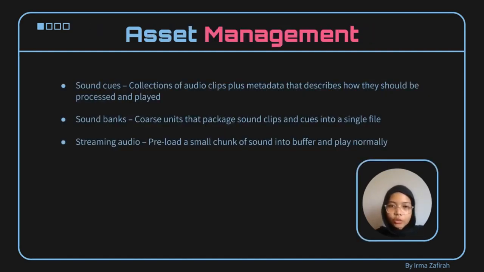There are three ways to manage sound assets. The first one is the sound cue. A sound cue is a collection of audio clips and metadata that describe how they should be processed and played. The second one is the sound bank. A sound bank is like a cost unit that packages sound clips and cues into a single file. The third is streaming audio, which is for long sounds. The technique is to preload a small chunk of the long sound into a buffer and play it normally.